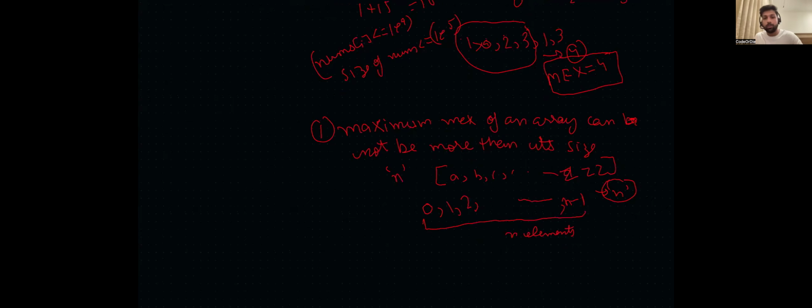So what is your max in this case? It's n only. N cannot be present. You cannot fill 0, 1, 2, 3, 4, 5, 6 up till n, because then the size will be n plus 1. So if the size is n, then the maximum max you can get is n only. That's what I'm trying to explain, and I think you understand this.